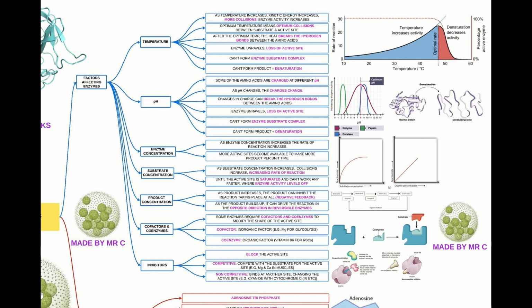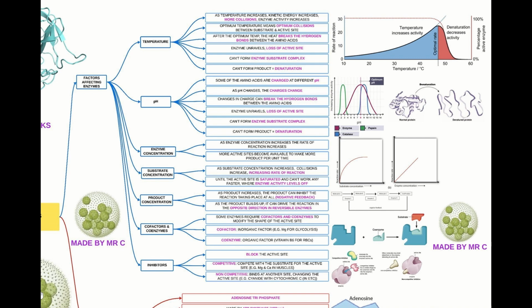Next is substrate concentration. And as the substrate concentration increases, the collisions increase and therefore the rate of reaction also increases. This happens until the active site is saturated and can't work any faster. And this is where the level of activity levels off. And we call this the saturation point.